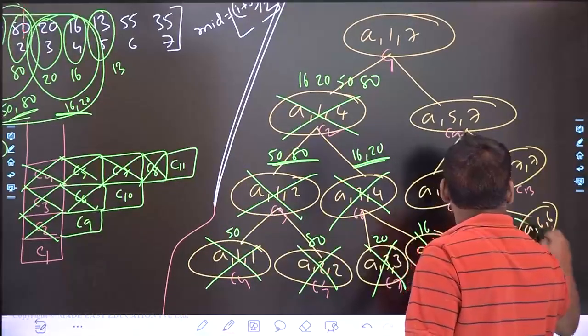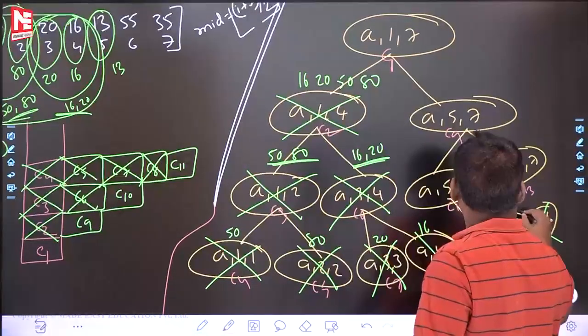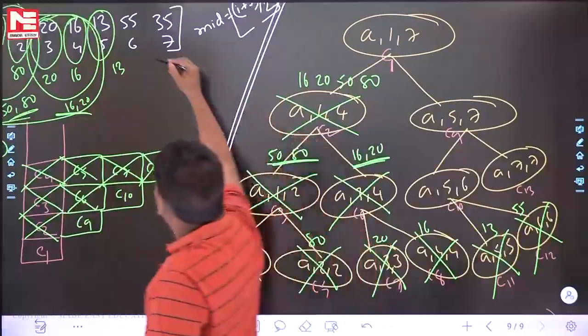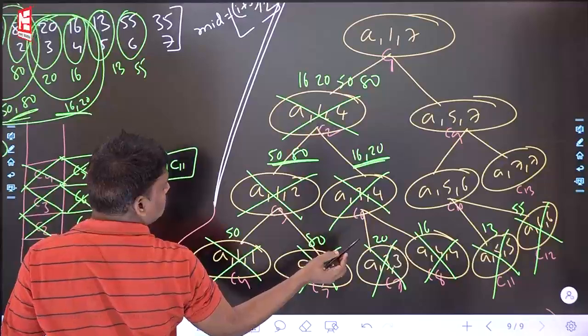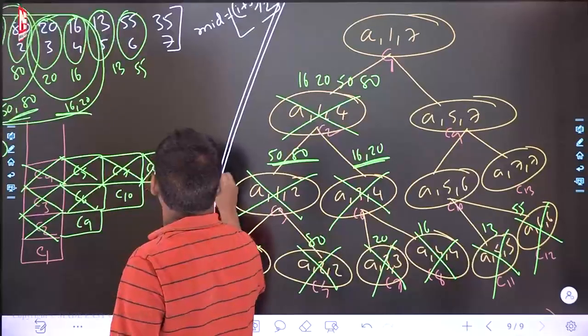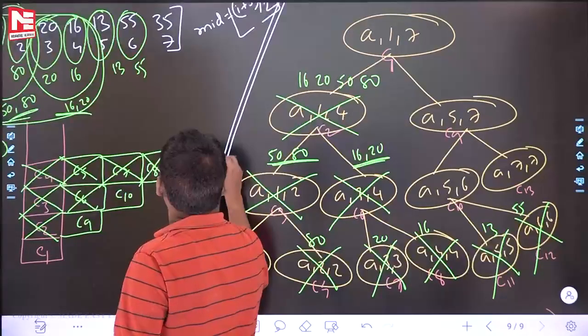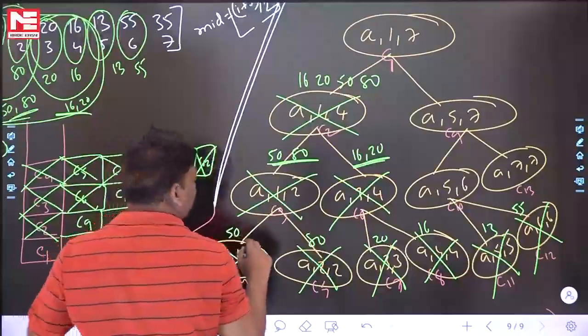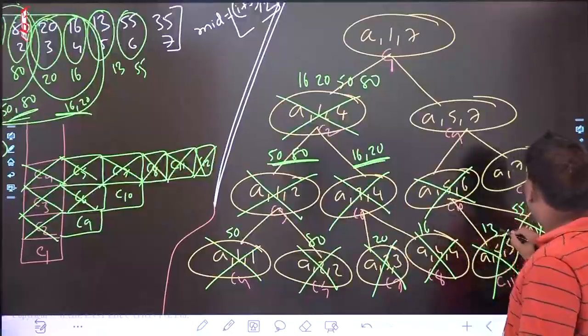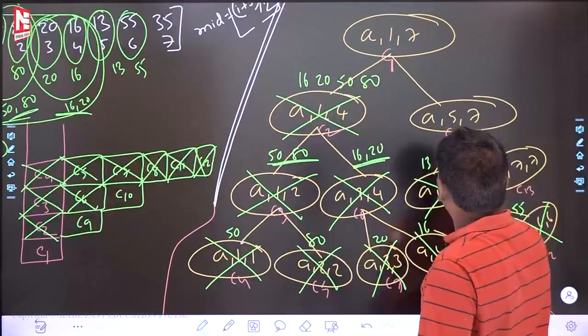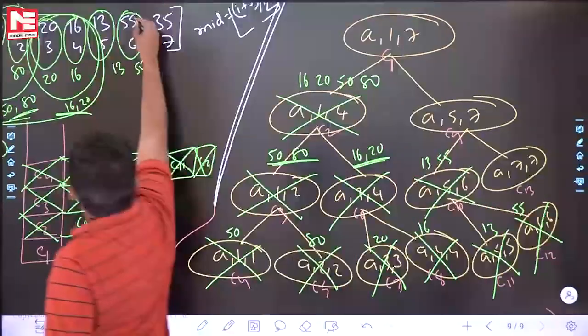What is A66? 55. It is 55. So, what is the number? I think C12. C11 over, then C12 will come. C12 also completed. Now, when you complete it, left and right both are available. You can merge it. So, what is the answer? 13 and 55. It will become 13, 55.